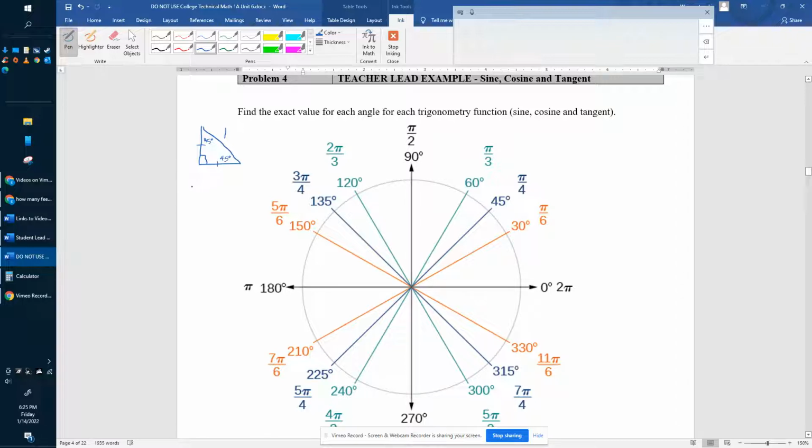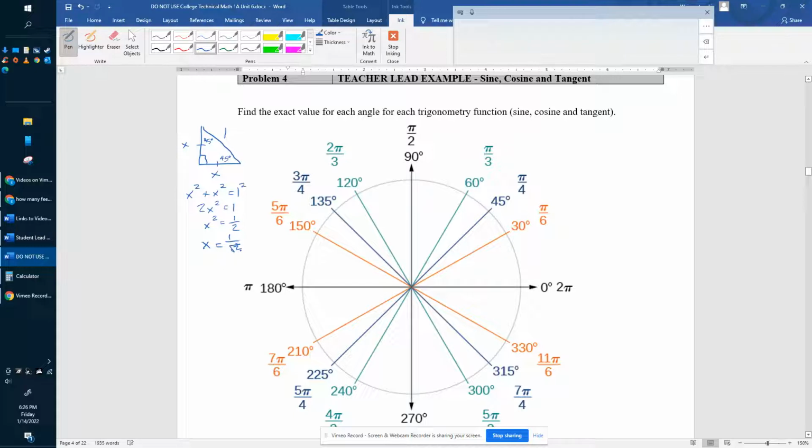Let's use the Pythagorean theorem to figure out the length of these two sides. So we'll call them x. So x squared plus x squared equals 1 squared. 2x squared equals 1. x squared equals 1/2. Taking the square root of both sides, we get x, or one side of the triangle, is equal to 1 over the square root of 2.